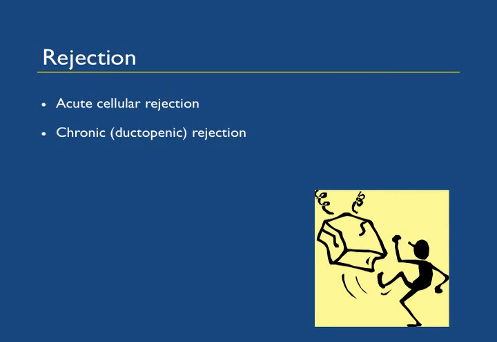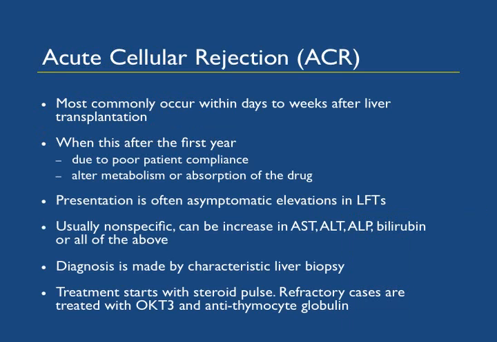One of the most appreciated complications after liver transplantation is rejection. Rejection can occur in the form of acute cellular rejection or chronic ductopenic rejection. Acute cellular rejection most commonly occurs within days and weeks after liver transplantation. Unlike other organs such as heart or the kidney, the liver is relatively immune tolerant. Rejection can occur, but it is usually a rare cause for graft loss. It is also very unusual for acute rejection to occur after the first year.